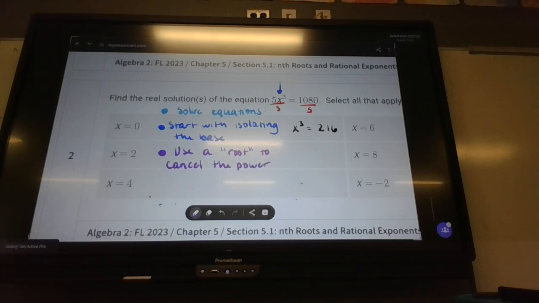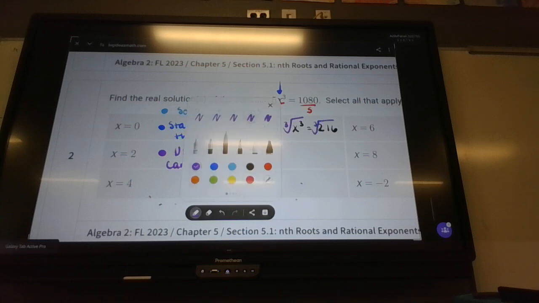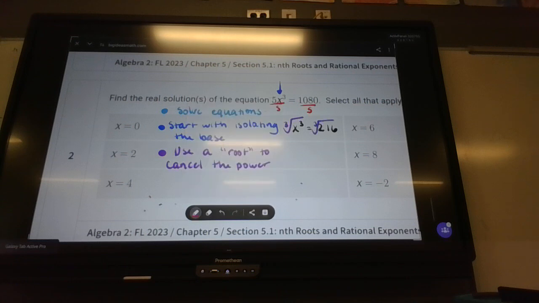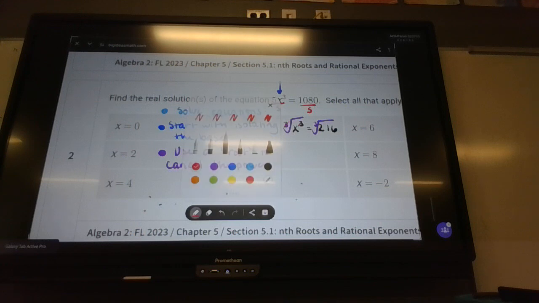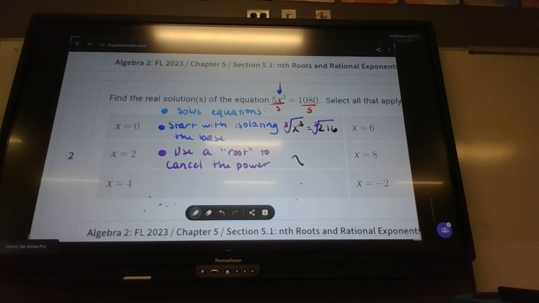And then you want to use a root to cancel the power. So here we have a power of 3. So we're going to do a cube root on both sides. A cube root is the perfect opposite of a power of 3, so they cancel. And then we have x, and the cube root of 216 is 6. So that answer is 6. You can check that.